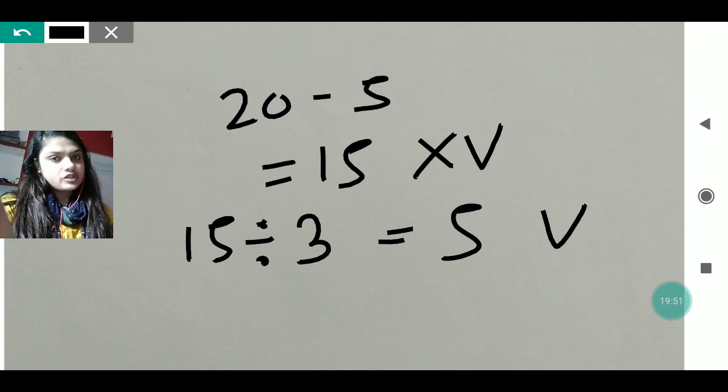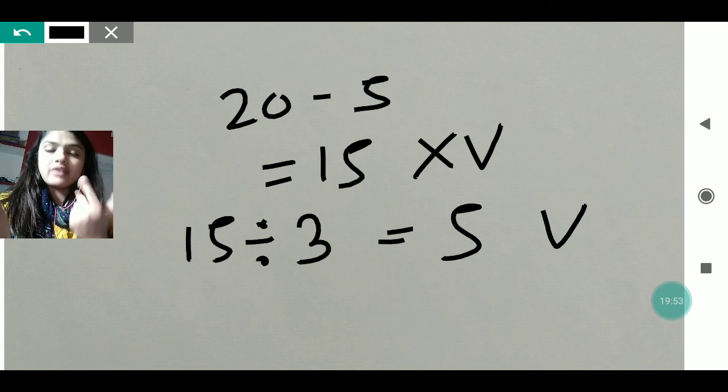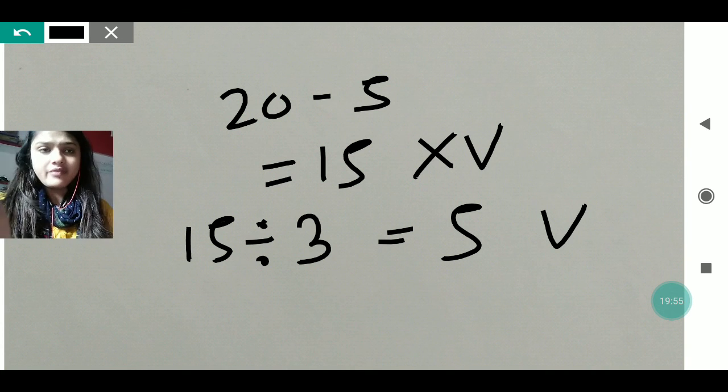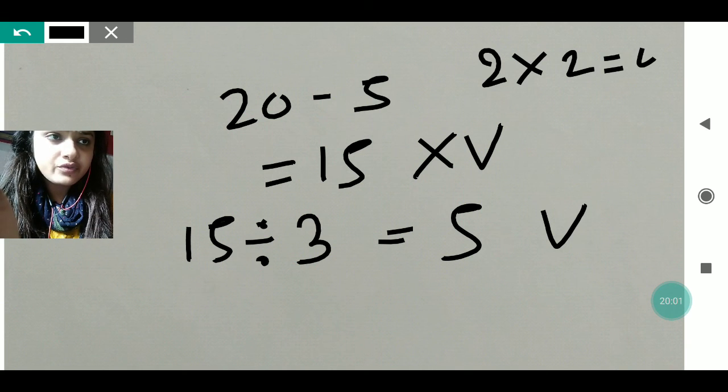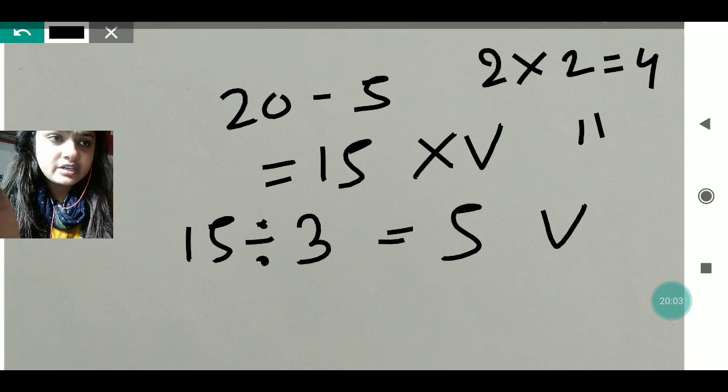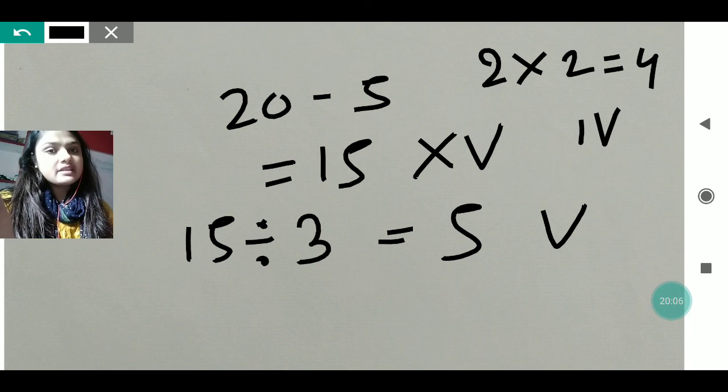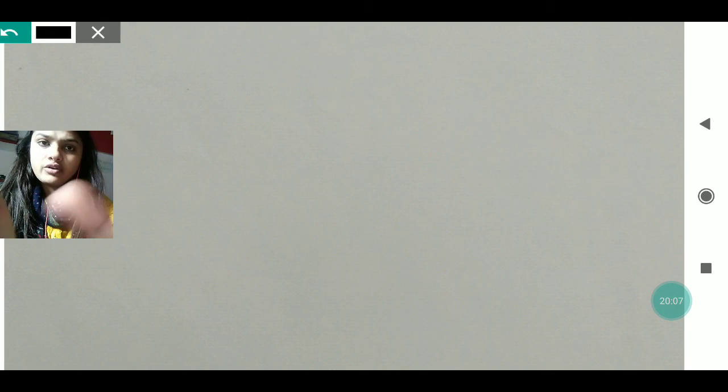This kind of question is also given in your book, where you have to divide, multiply, and so on. Like if it is written 2 into 2, you get 4, and this 4 is written in Roman like this. So like this also you can get questions in your exercise.